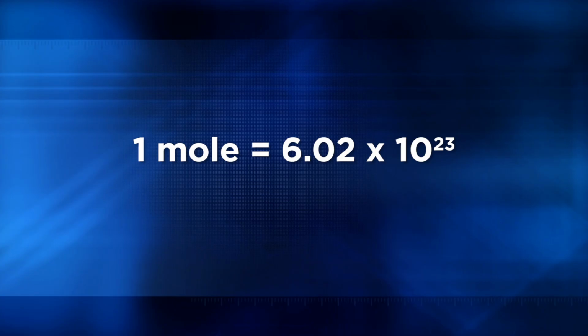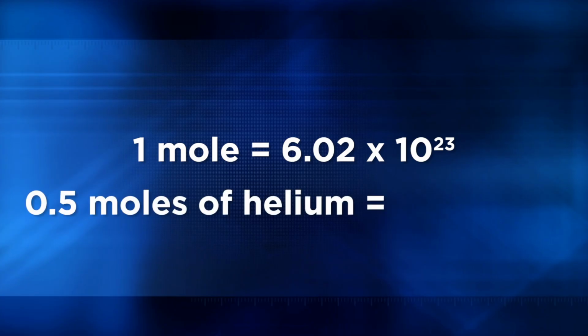Just as a dozen represents 12 of something, a mole represents 6.02 times 10 to the 23rd of something. For example, if a bottle contains 1 mole of helium gas, you know that it contains 6.02 times 10 to the 23rd helium atoms. What if a bottle contained 0.5 moles of helium? How many helium atoms would be in the bottle? It would contain half a mole, which is 3.01 times 10 to the 23rd atoms. It works exactly like a dozen or a half dozen.